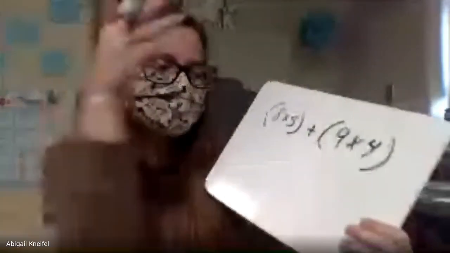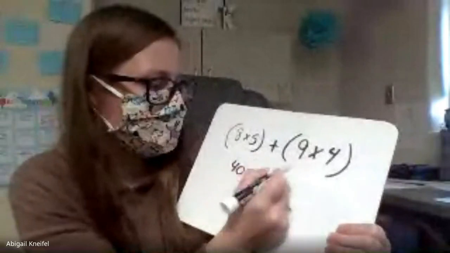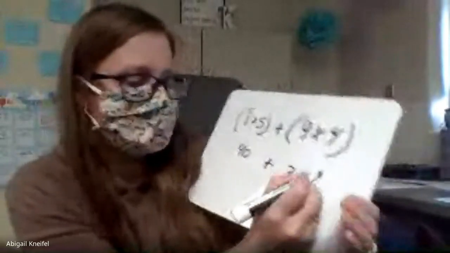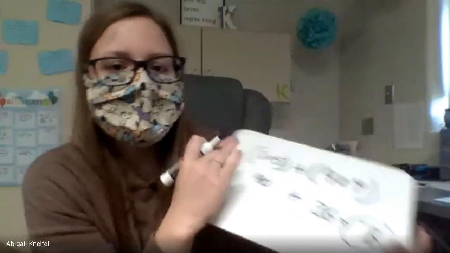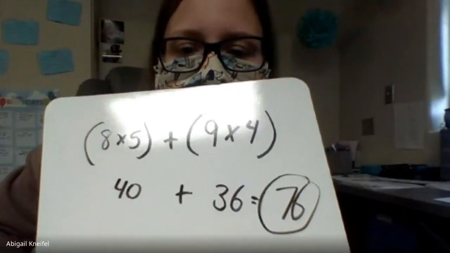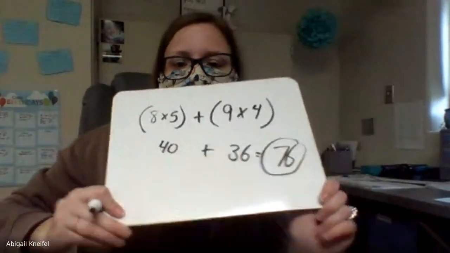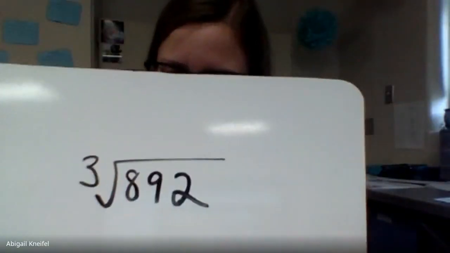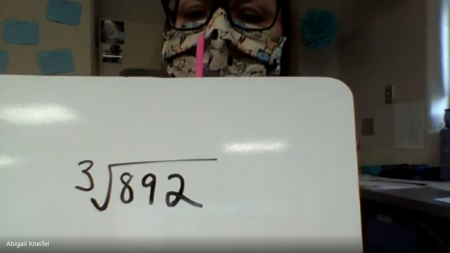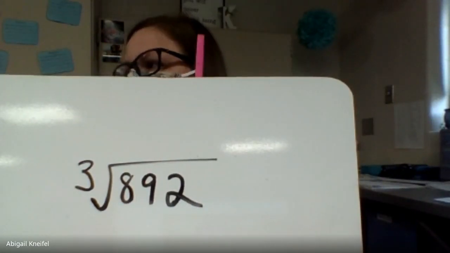All right, this one should be a little bit simple. 8 times 4 is 40 plus 9 times 6, which is 36. Your answer should be 76. That one should be nice and simple for your brain after our hard ones. We're going to do one more division problem, and then we will be out of time. Division, last problem for Math RTI today.